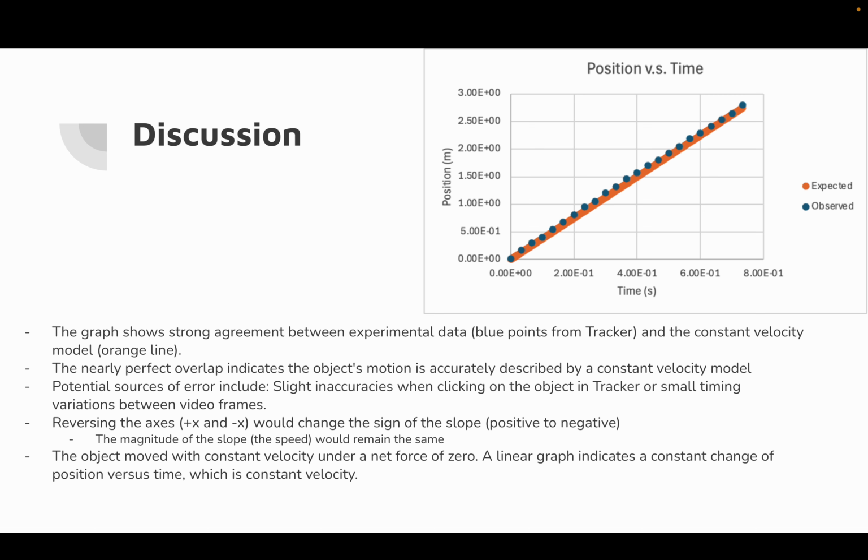There are some small possible errors that could come from clicking slightly off center of the marker in Tracker, or from small timing variations between video frames, but these were very minor. If I reverse the axes, the slope would become negative, but its magnitude, which represents the speed, would remain the same. The linear shape of the graph confirms that the marker's position changed by equal amounts each second, which means that it was moving at a constant velocity.